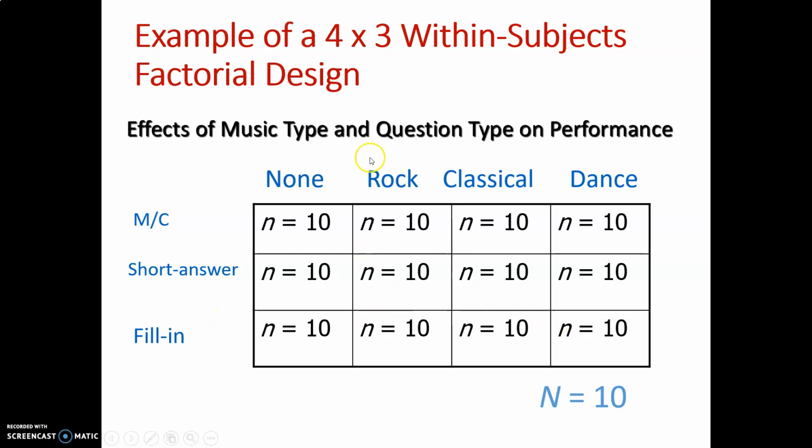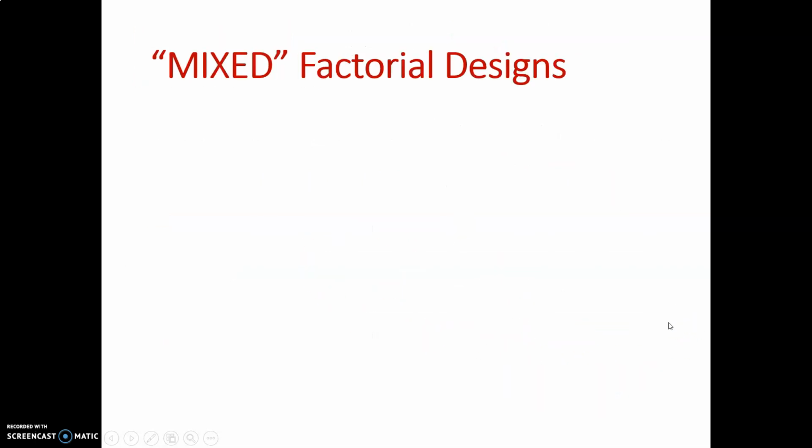Here's another example of a 4 by 3 within subjects factorial design: 4 levels of music, 3 different kinds of tests that we give them, and we want to see how well they do at getting their final score based on those conditions. But again, each person within this design would be repeating each of the levels and conditions of our study, so that here each of those 10 people is doing all 12 conditions. So they might get kind of worn out by the end.